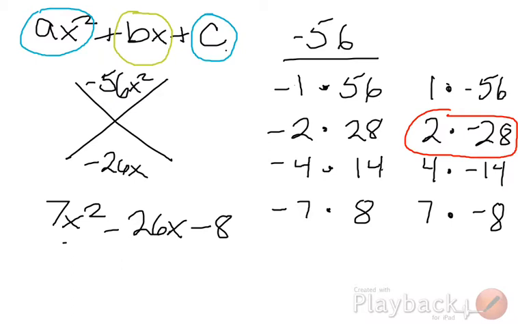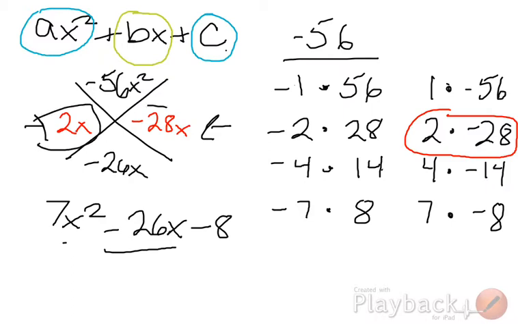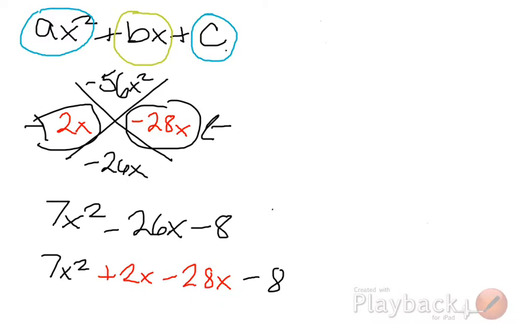Okay, so once you have these two terms right here, we are going to rewrite our trinomial into a polynomial with four terms, replacing this minus 26x with these two terms we just found. So once we have the four terms, we are now ready to factor by grouping. What we do is we group the first two terms together and the last two. Just for a visual, I'm going to draw a line separating the two groups right there.